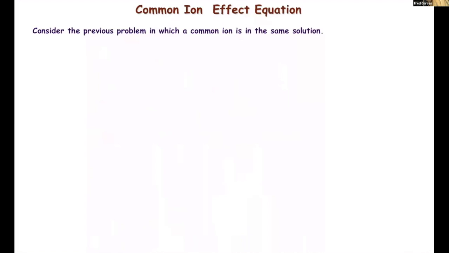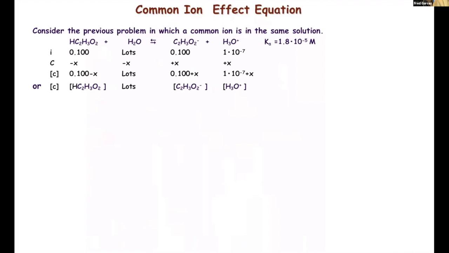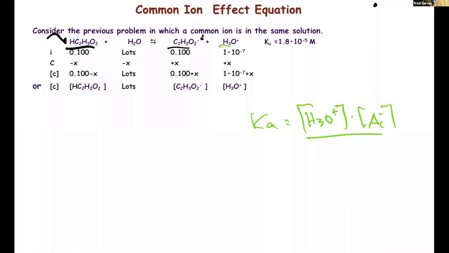Okay, so let's consider our previous example. This is the acetate ion. This is acetic acid. This is the acetate ion. And when you write the Ka for this, the mass action expression, you get this hydronium, that's this right here, times the conjugate base over the acid. That's just the mass action expression of the acetic acid.